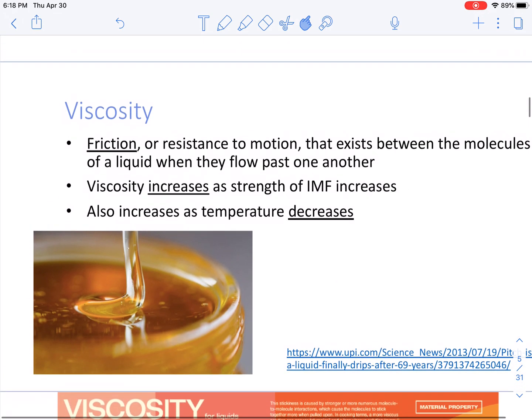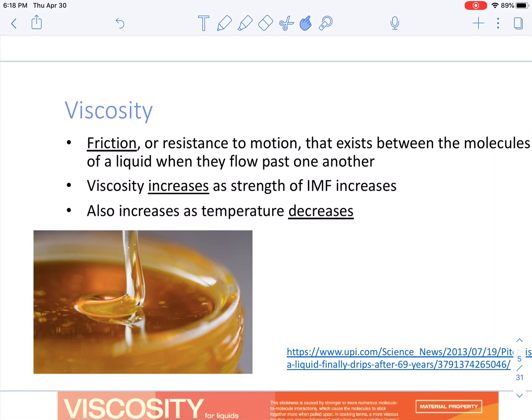First one is viscosity. So things like honey or molasses are very viscous. We'll take a look in class at this article. This article is of a substance that dripped once in 69 years. So there's a big question, is that a solid or a liquid? But the fact that it did ultimately drip down from one place to another means that it's a liquid. It's just a really, really viscous liquid. It's maybe hundreds or thousands of times more thick than something like honey, which we know is pretty thick to begin with. But viscosity is essentially a measure of thickness.